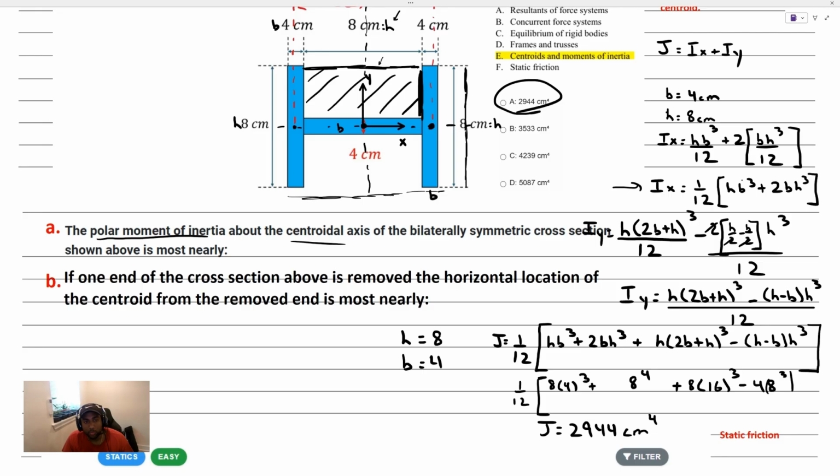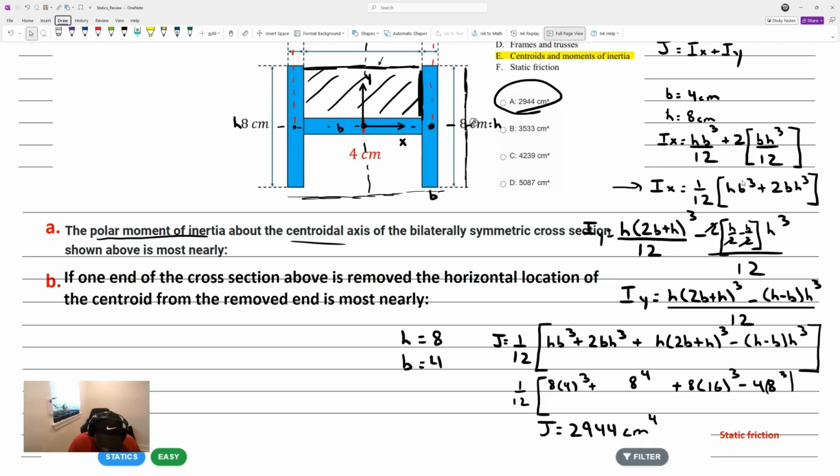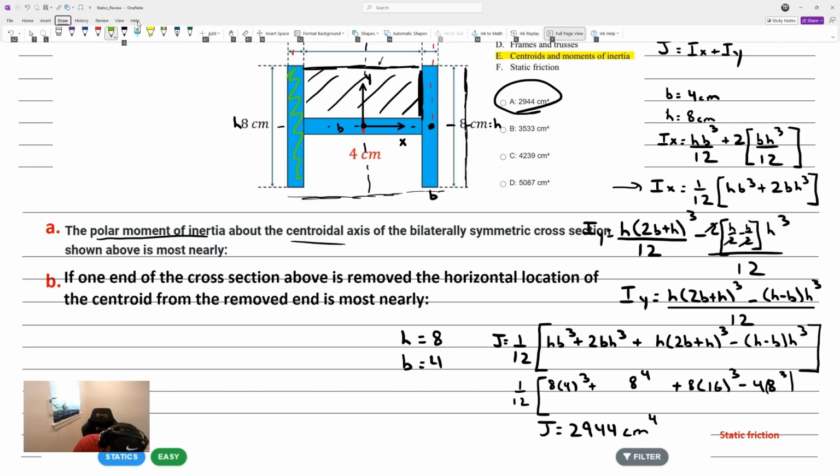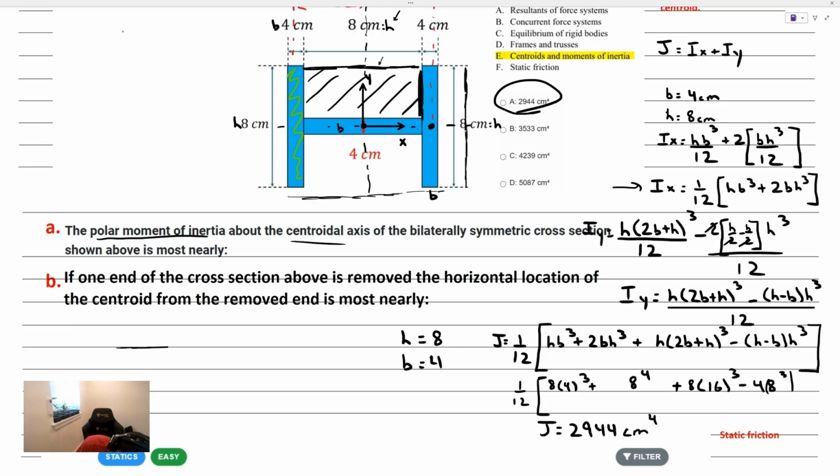And there's a part B to this problem. It says, if one end of the cross-section above is removed, the horizontal location of the centroid from the removed end is most nearly. Okay, so what we end up with, I'm going to draw this in green here so it's more clear. If we removed one of these sections here, we'd end up with a T section, kind of flipped on its side, and we're looking for the horizontal location of the centroid.